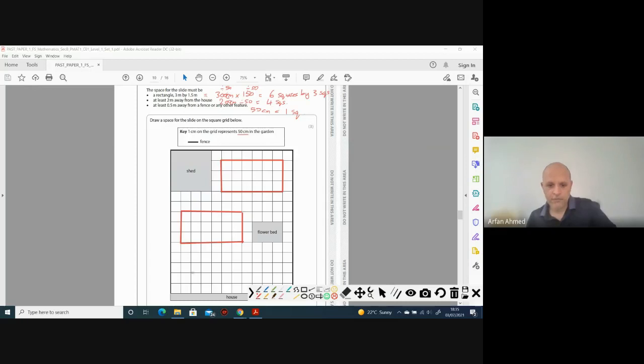As long as you're 4 squares away from the house, there's the house right there at the bottom. So you have to be 4 squares away from that and 1 square away from anything else. That's good enough. Yeah, don't spend ages on this. Just 3 marks. Well, I say just 3 marks, but yeah, you know, don't spend ages on this. Let's move on.